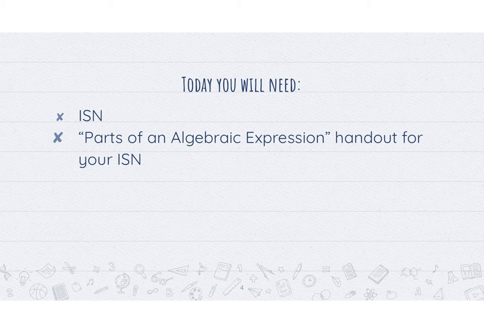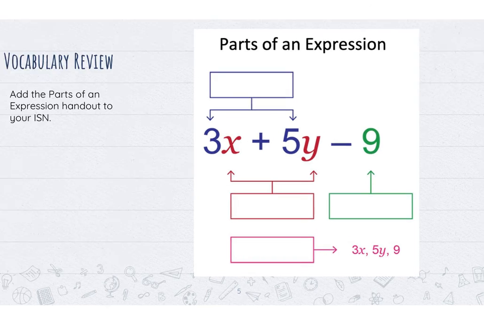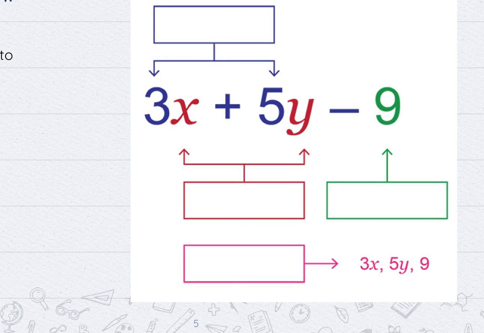So today you'll need your notes. That's your ISN, and you'll need the handout, parts of an algebraic expression. You're going to use that in your notes. So we're going to start out with a quick vocab review for the parts of an expression, so that when we use these words, you understand what they mean. If it's not review, it's fine. You're going to pick it up. You notice how I've just made that bigger so I can write on it better for you to see better. You're going to have trimmed this page down and glue it in your notes on the next open page. And if you need to pause the video and do that, go ahead and then come back and join me.